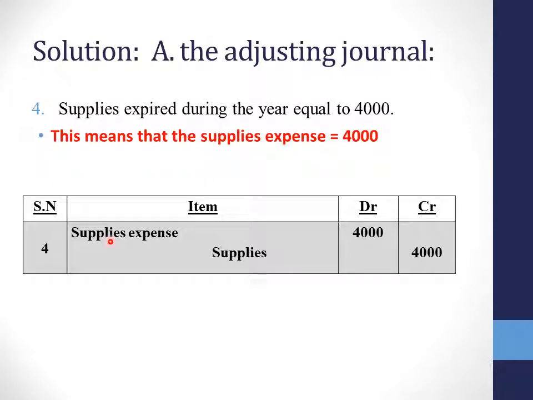So an adjusting entry, supplies expense in the debit by 4,000. This is the amount consumed or expired that will appear in the income statement. And supplies, which is an asset, in the trial balance you're gonna find it in the debit side. We're gonna bring it in the credit side to reduce it by 4,000 because the amount on hand is now 1,000 only. This 1,000 will appear in the balance sheet on the asset side.